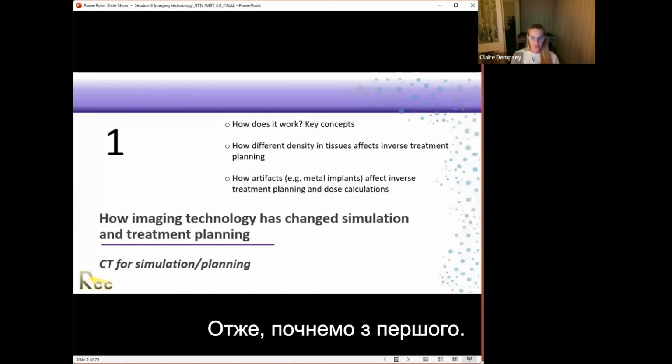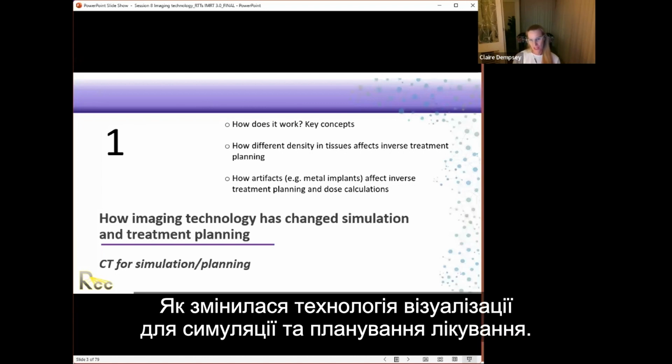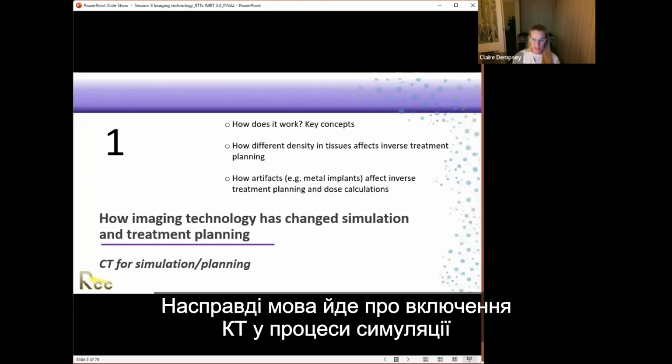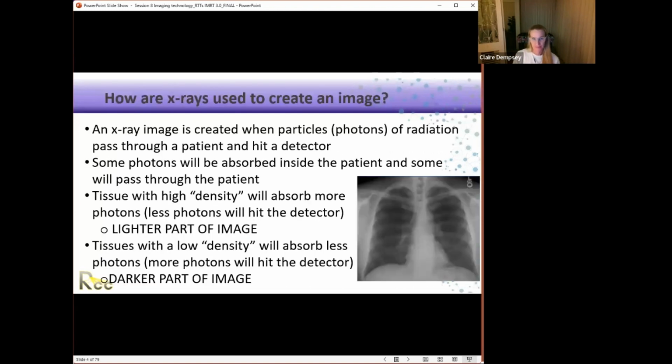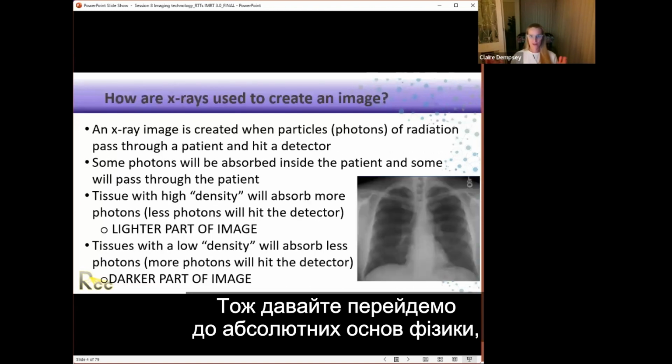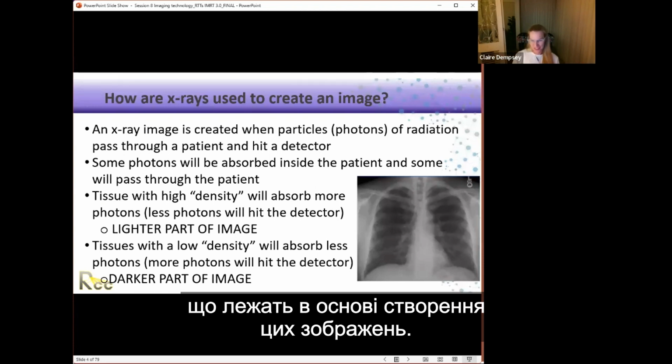Okay, so let's start off with the first one. How imaging technology has changed for simulation and treatment planning. So really this is about incorporating CT into your simulation and treatment planning processes, particularly around IMRT and VMAT. So let's go to the absolute basics of physics behind how these images are created.